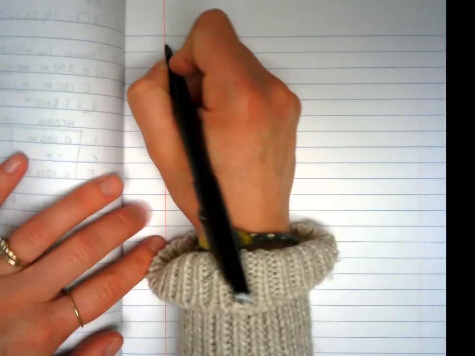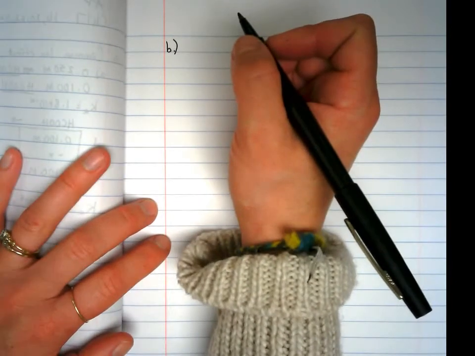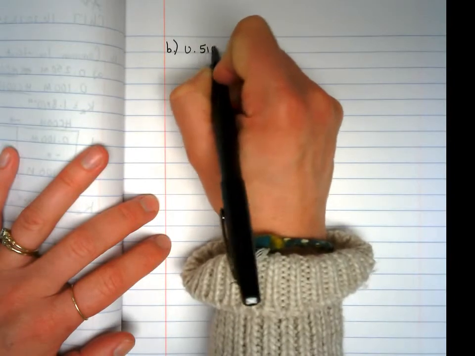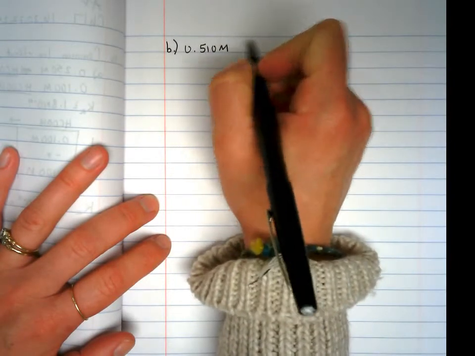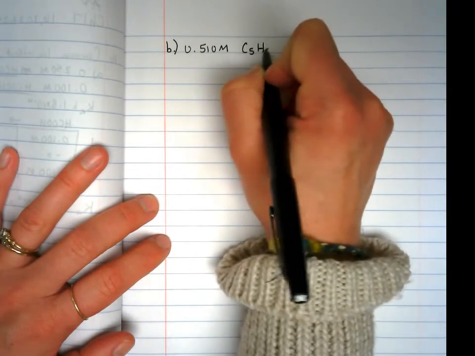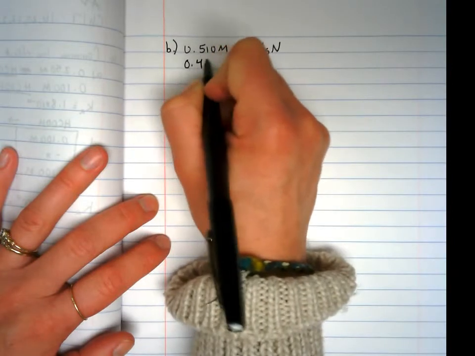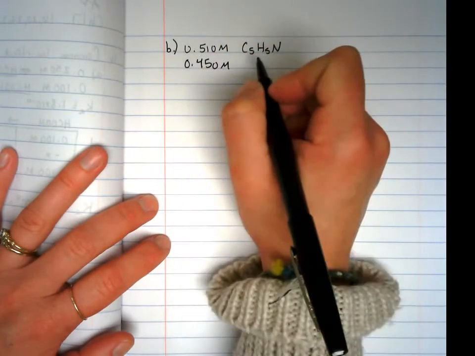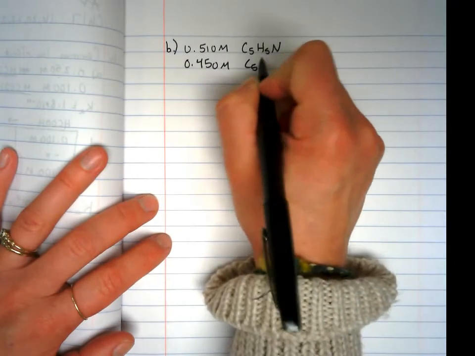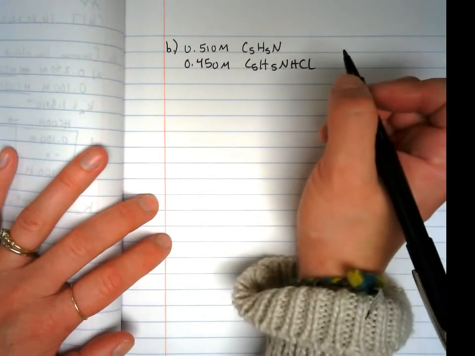Let's try B. A solution that is 0.510 moles per liter of pyridine, C5H5N, plus 0.450 moles of pyridinium chloride, C5H5NHCl.